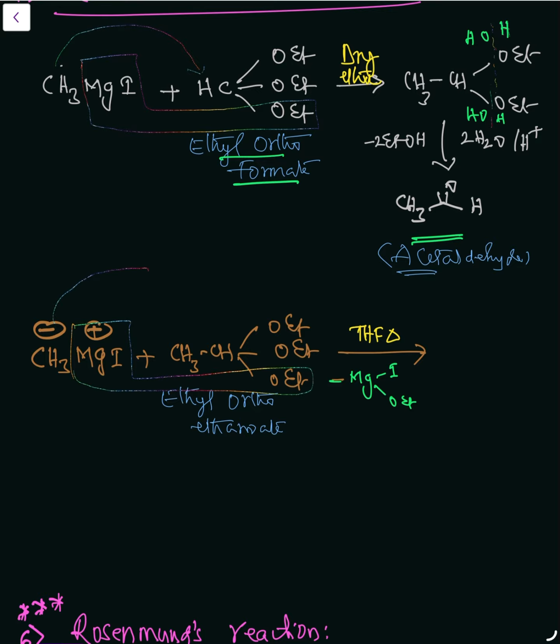Then CH3 will attack on the CH carbon. Then the compound is CH, like this, I'll write CH3, OEt, that is ethoxide. So in the presence of acid, removal of ethyl alcohol takes place. Then the compound formed in this reaction.